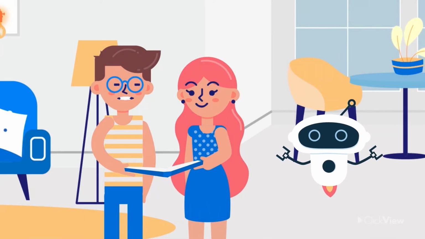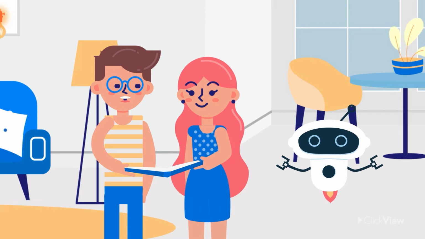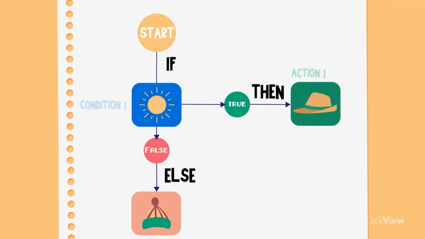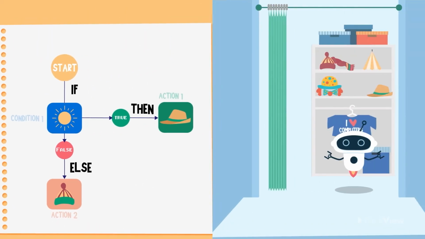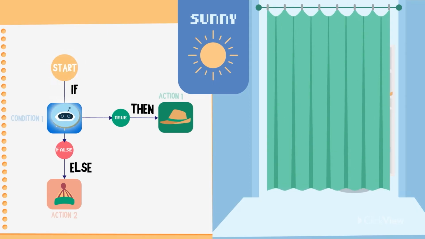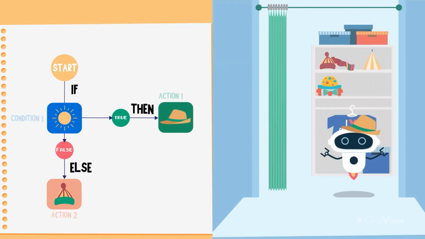I'll write an if-else statement to help Algo decide what to wear. If it is sunny, then wear a hat, else wear a beanie. That should do. Let's see. What should you be wearing today, Algo? He did it!